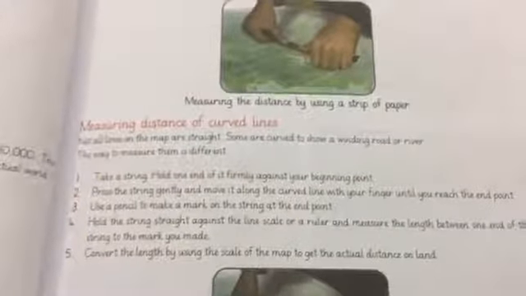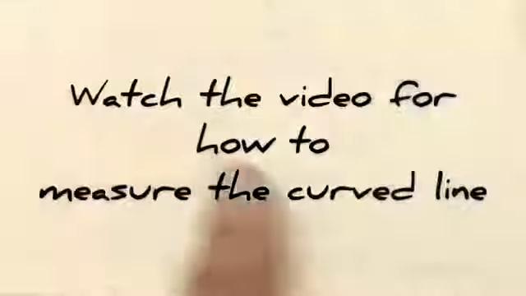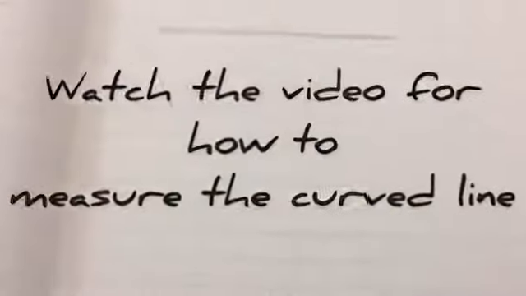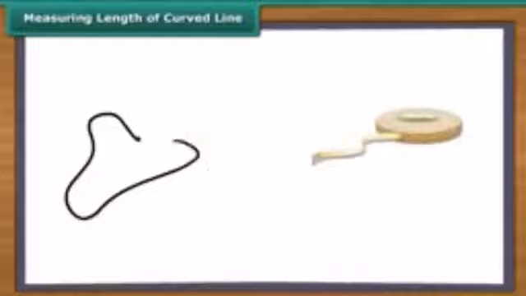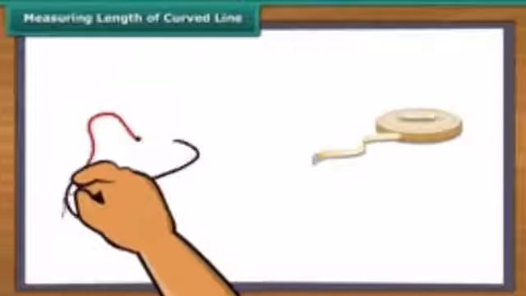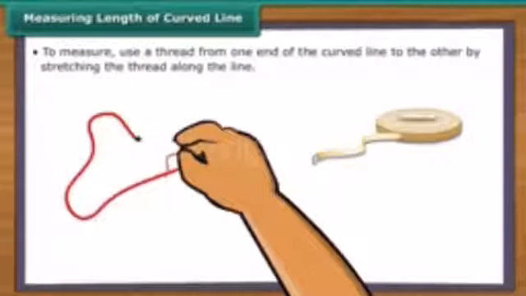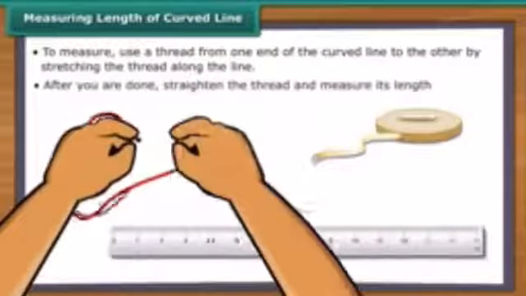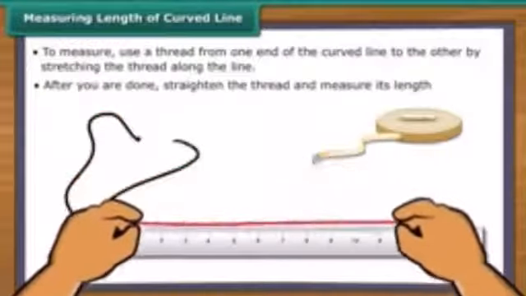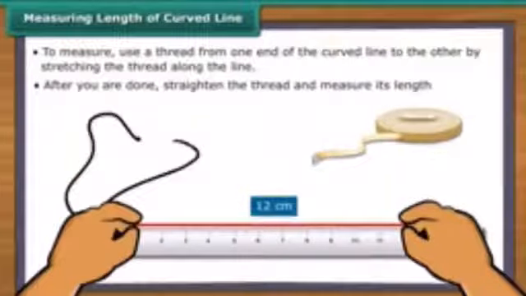Now what happens if we have a curved line? Length of a curved line: to measure a curved line, the standard measuring tape will not be enough. You will have to use a different mechanism to arrive at the correct length of the curved line. To measure, you will use a thread along the line of the curve. You will use the thread from one end of the curved line to the other end by stretching the thread along the line. After you're done, straighten the thread and measure its length. You will know the length of the curved line accurately.